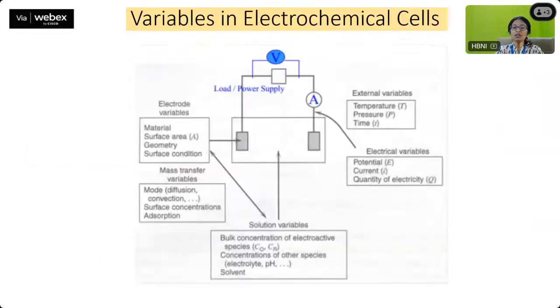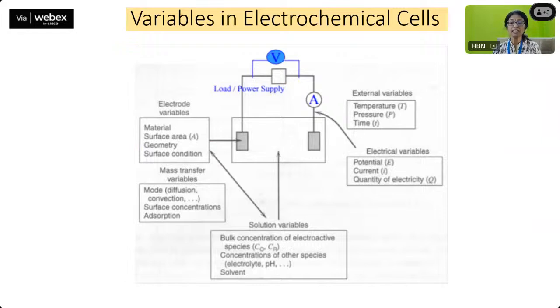Now, when you look into electrochemical cells, the number of variables is really large. So let's look into the different variables which are there. This is the kind of layout which you have for an electrochemical cell. You have your power supply, your electrodes, and your electrolyte solution. So what are the different variables? There are some external variables and some internal variables. In external variables, you have temperature, pressure, time. Then you also have the electrical variables, which are potential, current, and quantity of electricity, given as Q.